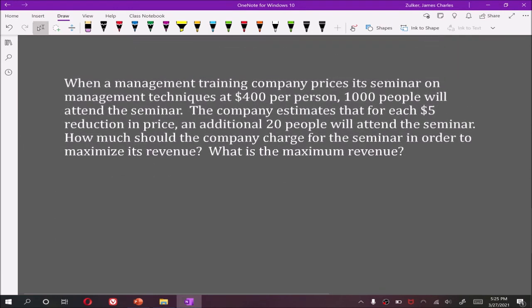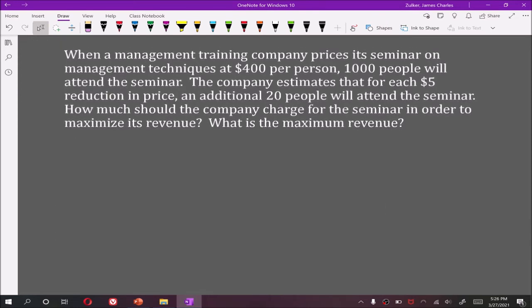When a management training company prices its seminar on management techniques at $400 per person, 1,000 people will attend the seminar. The company estimates that for each $5 reduction in price, an additional 20 people will attend. How much should the company charge for the seminar in order to maximize its revenue, and what will this maximum revenue be?